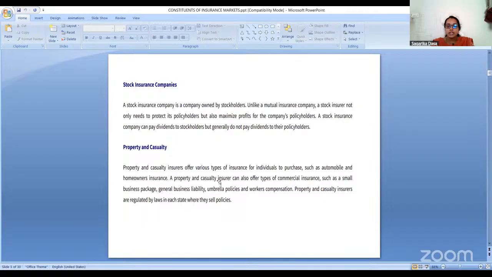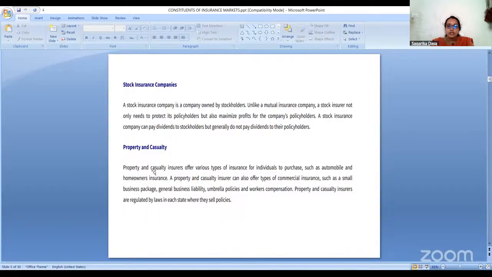A property and casualty insurer can also offer types of commercial insurance, such as small business package, general business liability, umbrella policies, and workers' compensation. The insurance policies which don't fall under the previously discussed sectors will fall under this property and casualty sector.